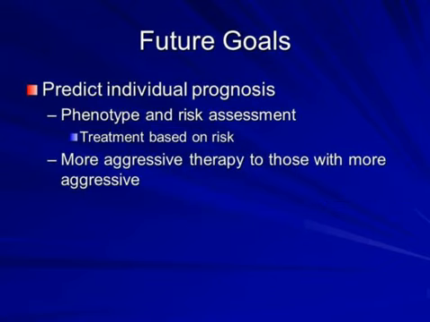So what does the future hold? Ideally, what we would like to be able to do is to predict an individual's prognosis early in the course of their disease so that we can then better target therapy. Perhaps we'd be able to reserve top-down or combination therapy to patients who are likely to have a more aggressive course while treating patients who have more mild disease more conservatively in the hopes of avoiding those unnecessary risks.